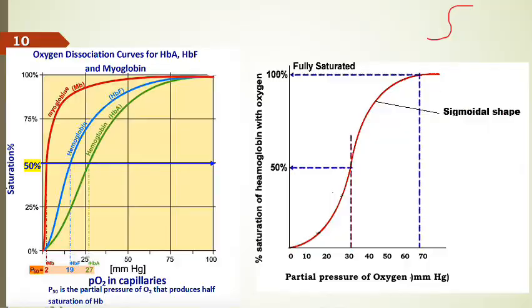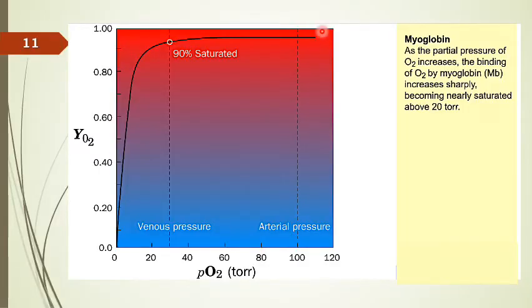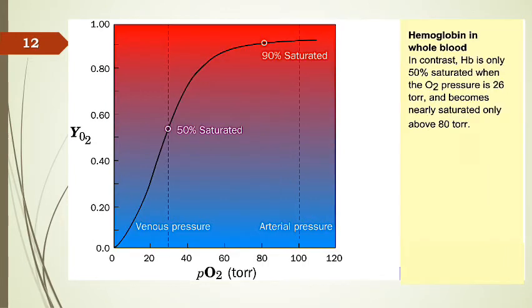The next diagrams are repetition. This is the myoglobin. In the venous blood, suppose it is 30 millimeter mercury or 30 torr, the myoglobin is saturated 90%. This means that in the venous blood, the myoglobin does not leave any oxygen, or only 10% of oxygen. If you look at the hemoglobin, at 30, the hemoglobin is saturated by 50%. This means that the hemoglobin delivers 50% of its oxygen to the tissue.